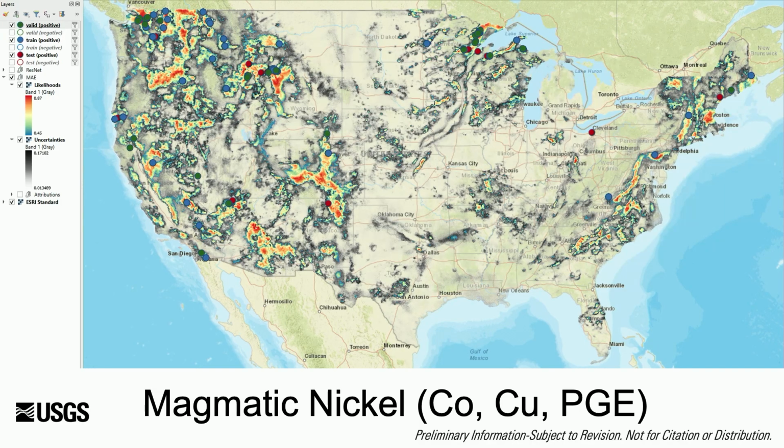And finally, an image of a national scale prospectivity map for magmatic nickel that was developed using critical mass tools. Red areas indicate high prospectivity, and the shades of gray indicate uncertainty. And the points on the map are mineral sites that were used for training, validation, and testing the model.